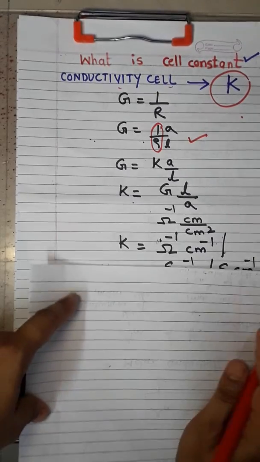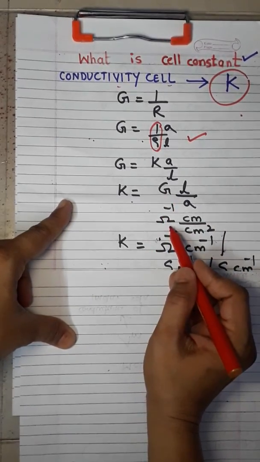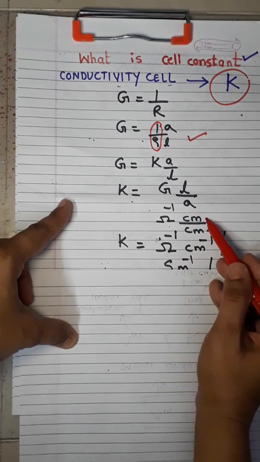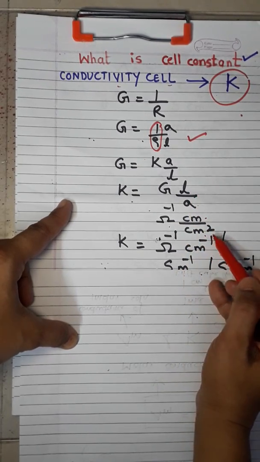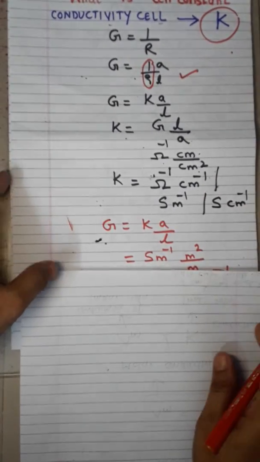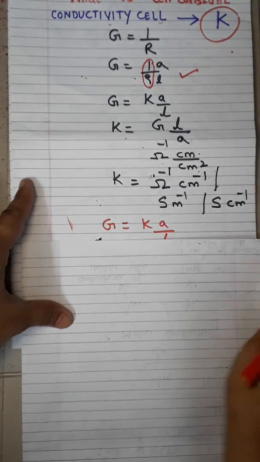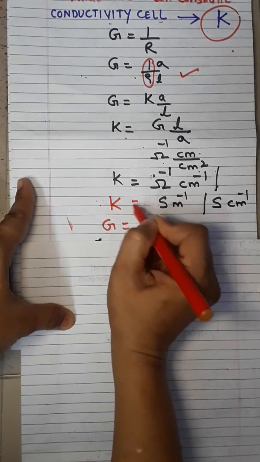Now what is the unit of K over here? That we have derived. G is ohm inverse, length is centimeter, area is centimeter square. So you get ohm inverse centimeter inverse, or you get Siemens meter inverse or Siemens centimeter inverse. Now this is the unit of kappa we have derived.